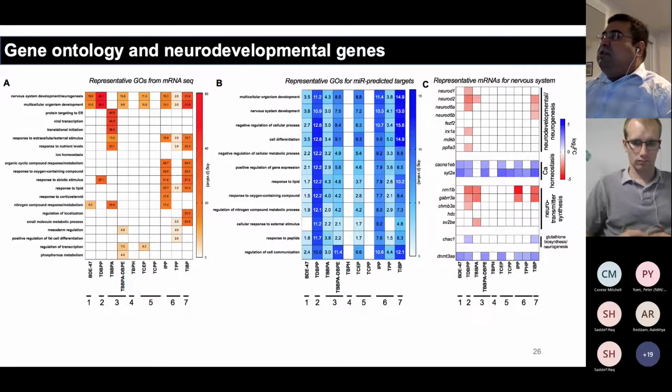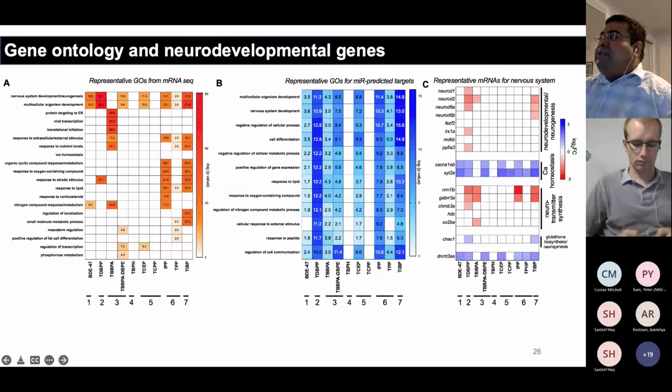When we did gene ontology assessment, the gene ontology suggested that in addition to other classes that were disrupted, nervous system development was the most frequently disrupted pathway dysregulated across the flame retardants. This was true for both mRNAs and mRNA targets of microRNAs that were disrupted. We also identified, in concordance with this, the nervous system development across a number of different flame retardants.